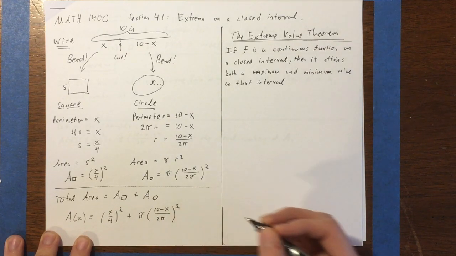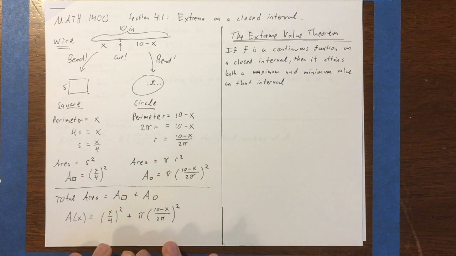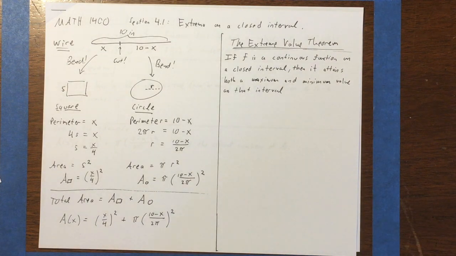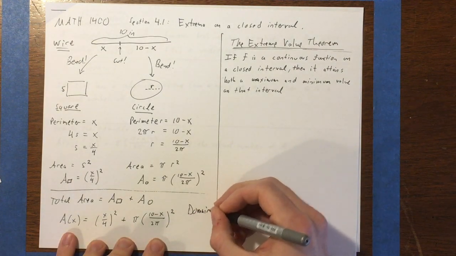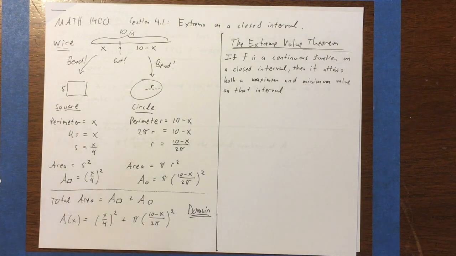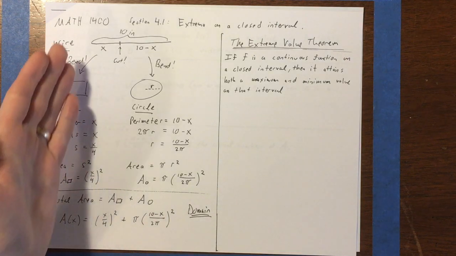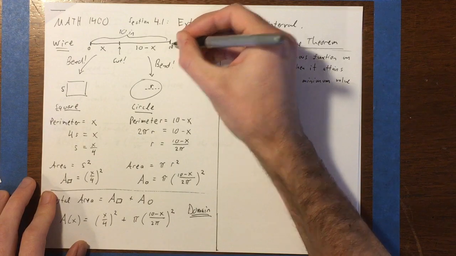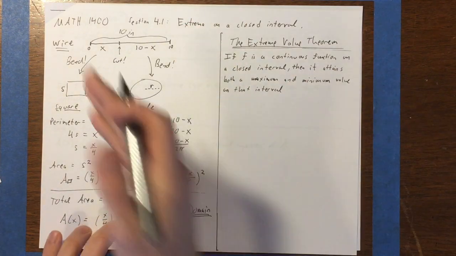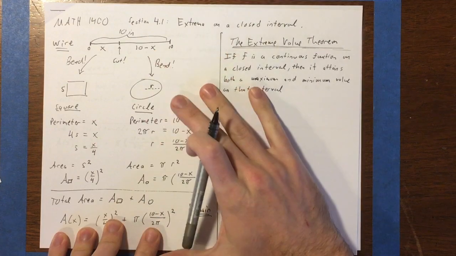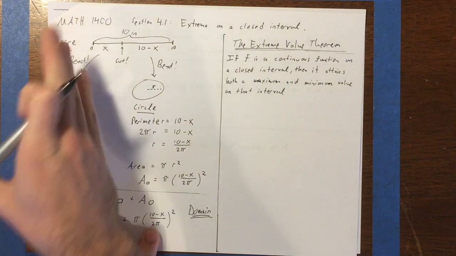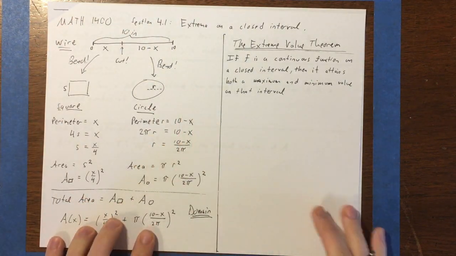squared. Now, this function belongs in this section, which is extrema on a closed interval, because of the domain for this function. Think about it, the range of values that you can have for x would be anything from 0 to 10, right? 0 being on this side and 10 being on this side. If it's 0, the entire wire is going to be used to bend into a circle, whereas if it's 10, the entire wire is going to be bent into a square. And if you cut anywhere in between, then you're going to have a square and a circle.